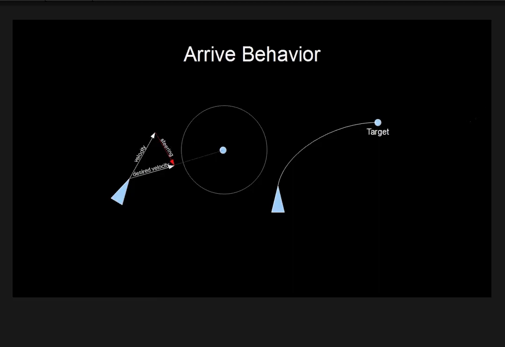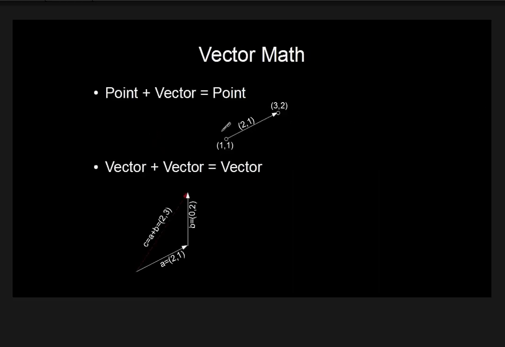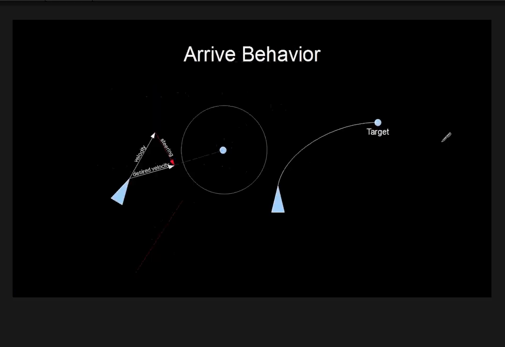Let's take a look at the vector math again. We have this equation here: point plus a vector is a point. In our case we have the point position of our agent and our goal position, and what we have to do is just subtract the agent position from the target position to get the vector pointing to the target point. And this is what we have to do for calculation of the desired velocity.